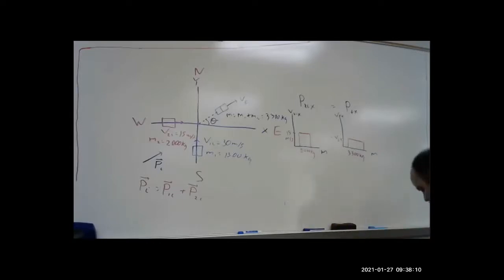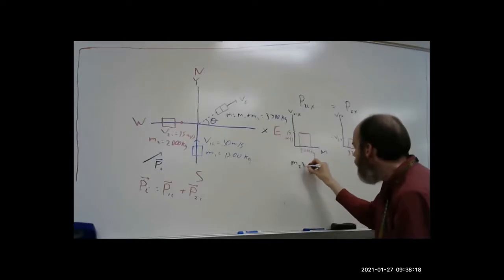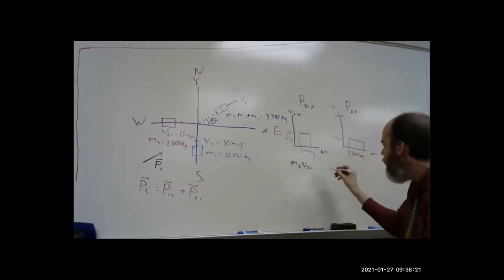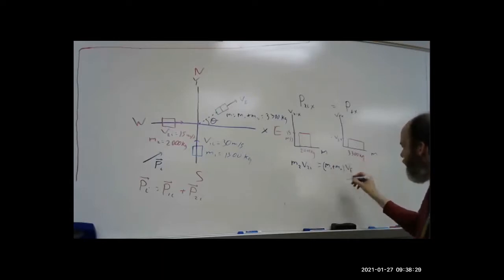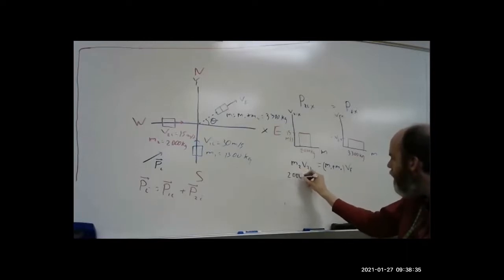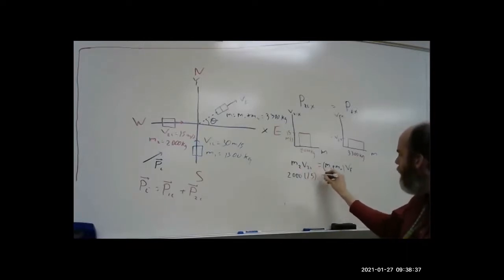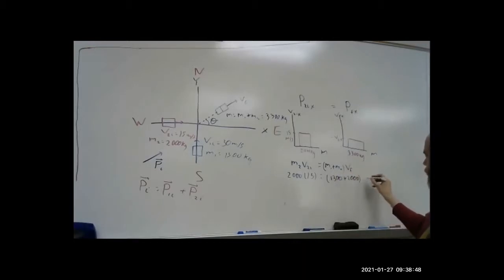So let's write that down. P2 initial X is M2 V2 initial. And then P final X is M1 plus M2 times V final. Now we put in the numbers. So we have 2,000 times 15 equals, so M1 is 1,300. So it's 1,300 plus 2,000 times V final.